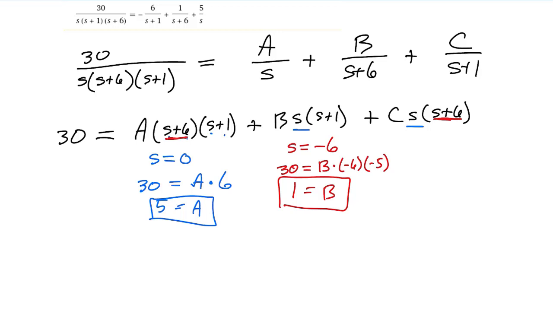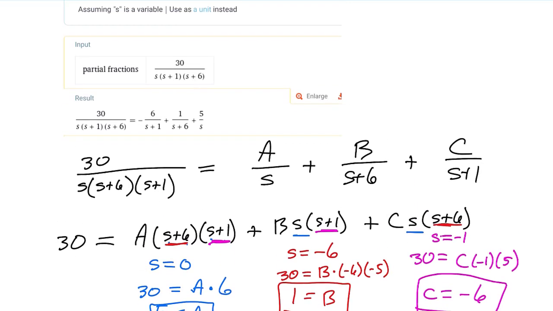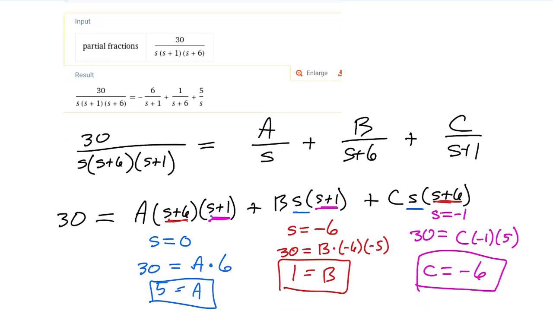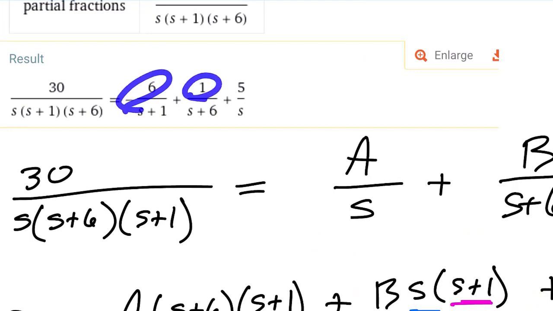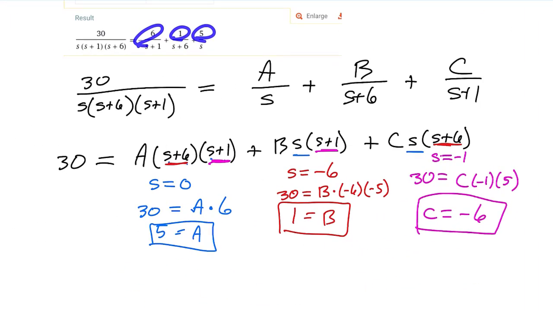And for c, we can set s equal to negative 1. And then that will cancel this term and this term, and you'll be just left with 30 equals c times negative 1 times 5, which means that c is, what, negative 6? Okay, and that is exactly what we got here, right? Negative 6, 1, and 5, the same numbers as Wolfram Alpha.